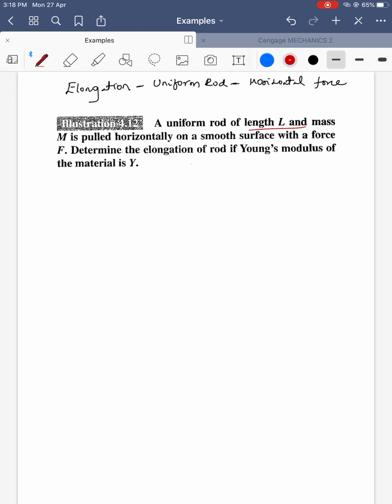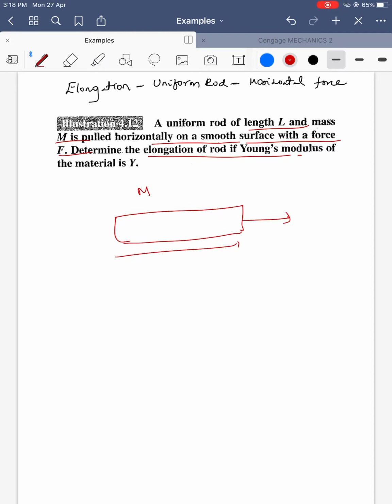A uniform rod of length L and mass M is pulled horizontally on a smooth surface with a force F. Determine the elongation of the rod. So listen carefully. This is a horizontal rod, it has mass M, length from end to end L, and the force applied is F.